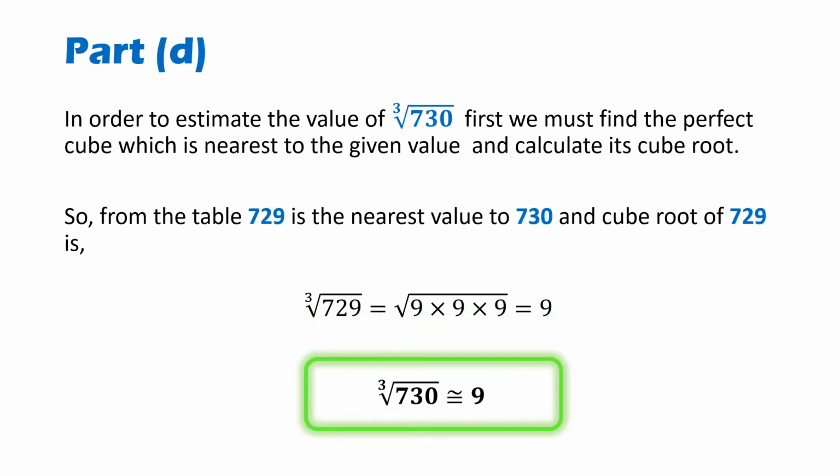Part D. In order to estimate the value of the cube root of 730, first we must find the perfect cube which is nearest to the given value and calculate its cube root. So, from the table 729 is the perfect cube that is nearest to the given value 730, and the cube root of 729 is 9, so the cube root of 730 is approximately 9.